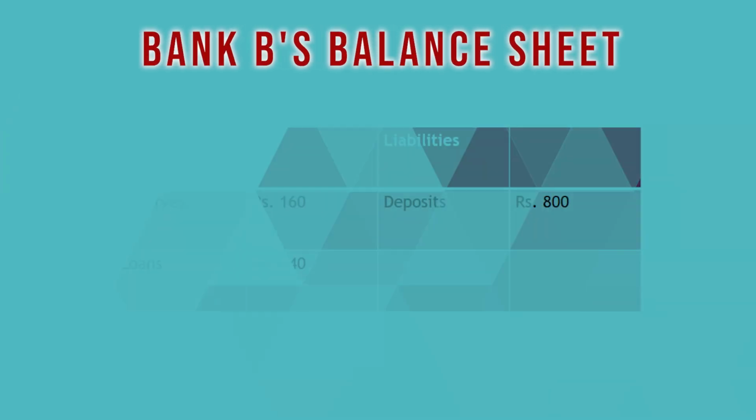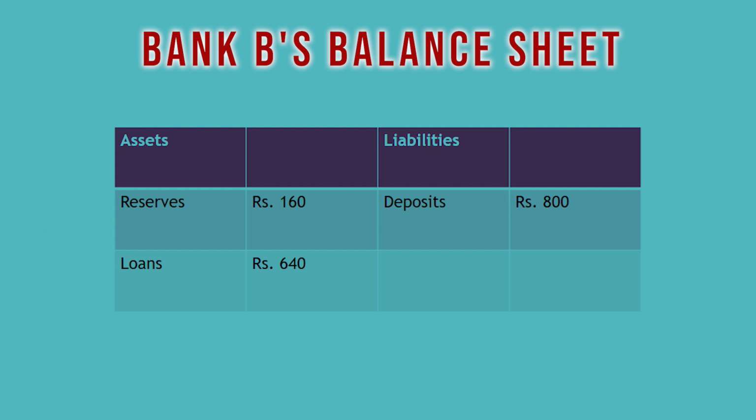If I say that money creation stops with Bank A, then I will be wrong. Because if the borrower now decides to deposit 800 rupees in another bank, say Bank B in the economy, the process of money creation is going to continue. And in the next slide, what we see is the balance sheet of Bank B. See in Bank B's balance sheet that the assets and the liabilities have changed.